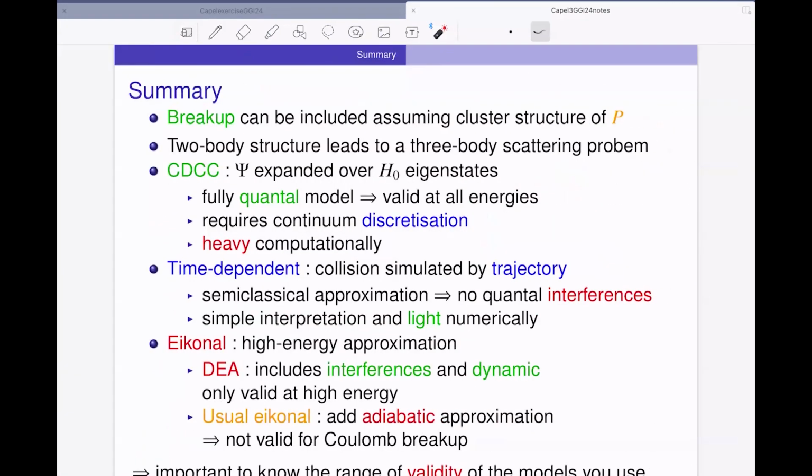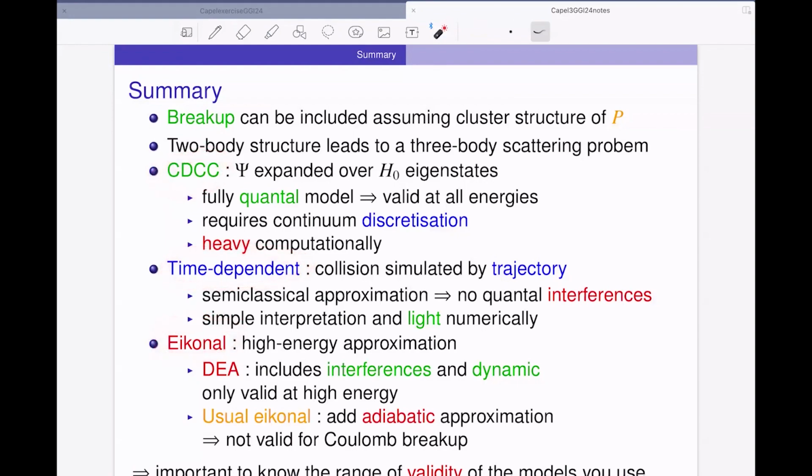And so I come to an end here. The breakup is described here in a few-body model of the reaction. The projectile is seen as a cluster. The target is supposed to be one big chunk, and the interaction is described by optical potentials and phenomenological interactions. We've seen three different models: CDCC, the time-dependent approach, and the eikonal approximation.